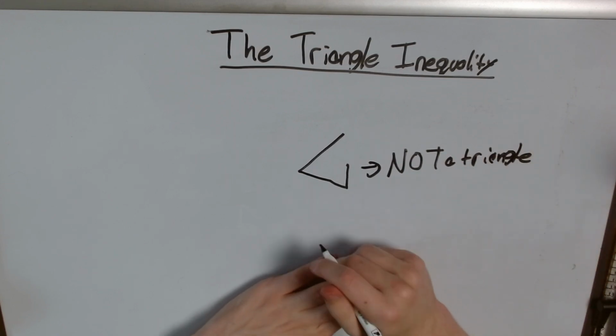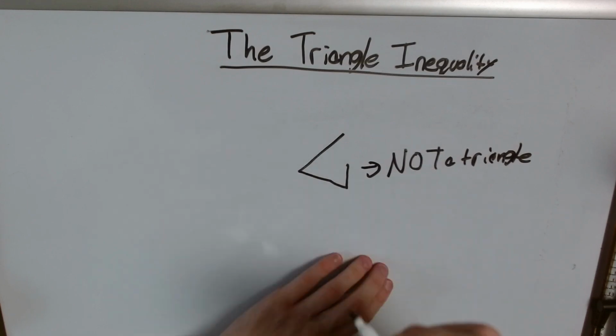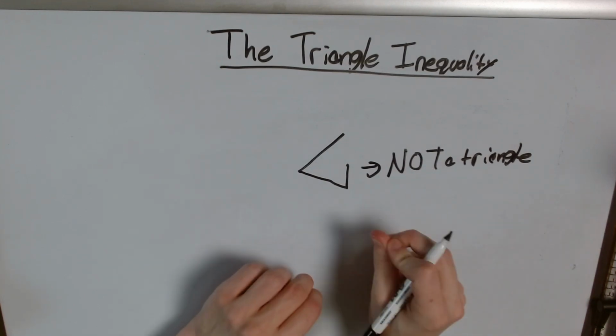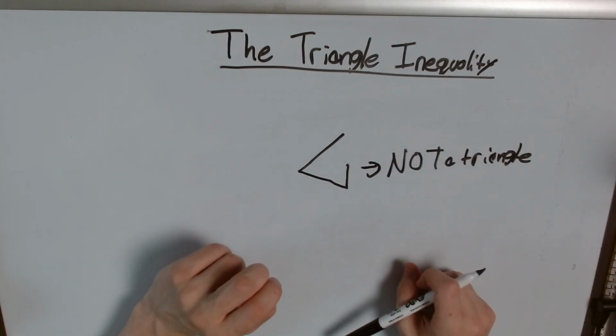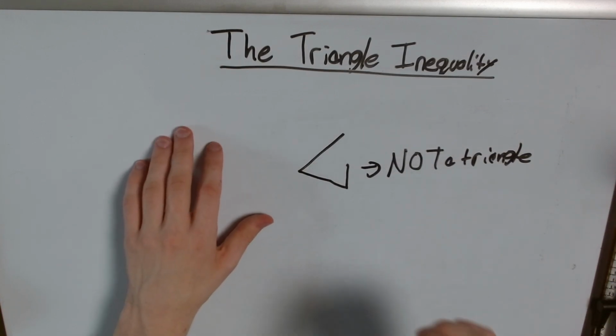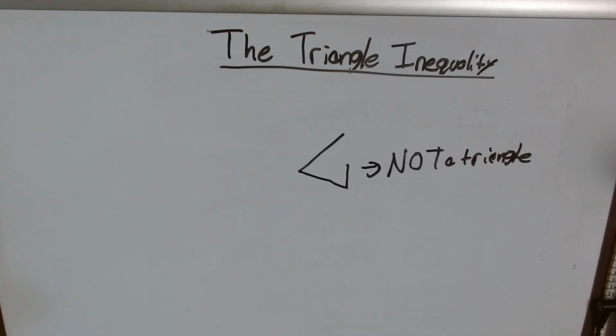But why exactly? What is there precisely that makes this not a triangle? Something I can write out algebraically. Something that I can determine for every single triangle I could think of drawing. What rule fits, that if I didn't have that rule, I couldn't have a triangle? That's where the triangle inequality comes in.